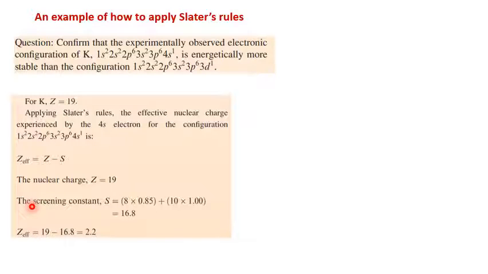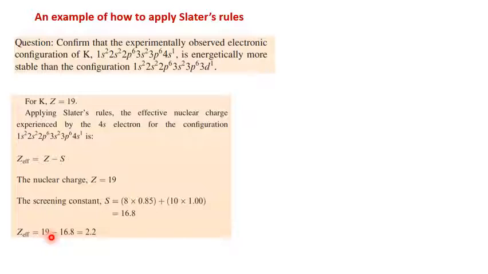Now the important part is the screening constant calculation. I've already given the values in the previous slide. These 3s2, 3p6 electrons will contribute 0.85 each to the screening constant because they are in the n minus 1 level. The 8 electrons will contribute 0.85, and the remaining electrons in the n minus 2 and lower levels, the 1s, 2s, 2p, will contribute 1 each to the screening constant. So there are 10 electrons, 1s2, 2s2, 2p6, 10 into 1. So overall the screening constant comes out to be 16.8.